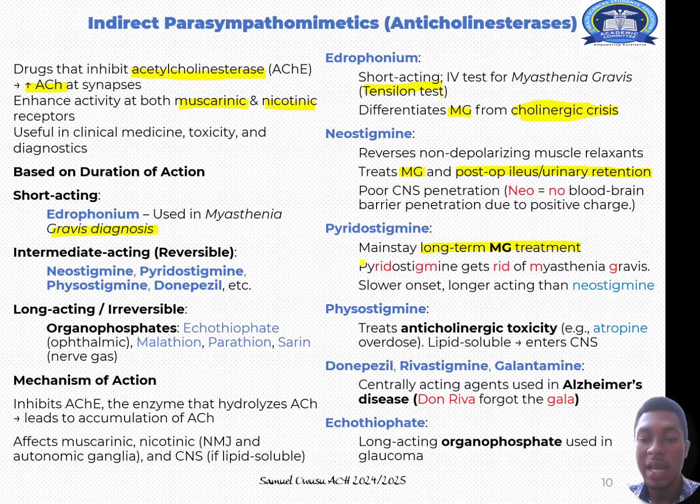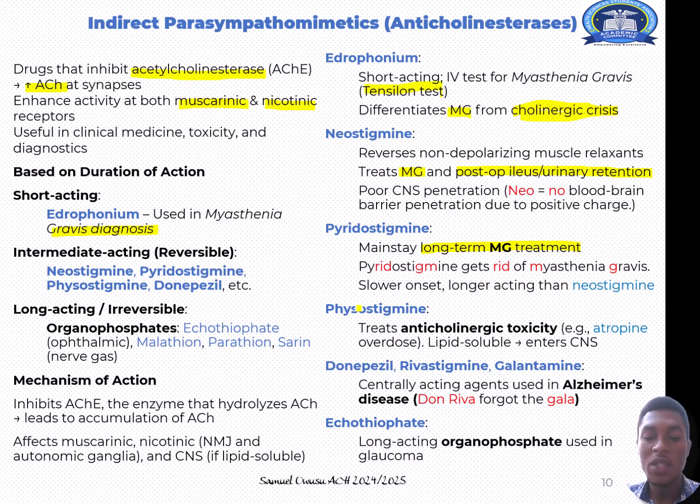So you want to look at this. Remember pyridostigmine. Pyrite, rid of myasthenia gravis. So rid GM, myasthenia gravis. Okay, so it gets rid of myasthenia gravis. It has a slower onset and is longer acting than neostigmine.